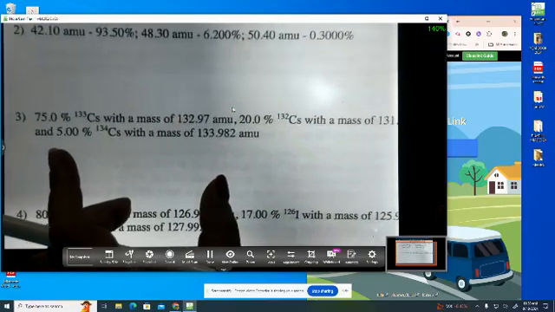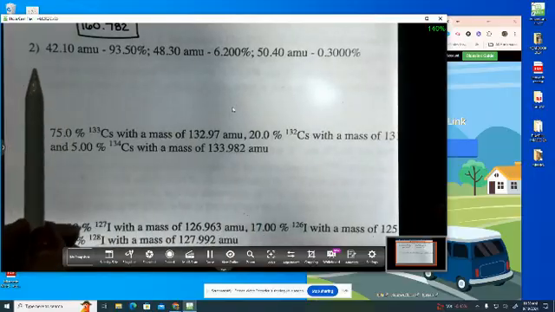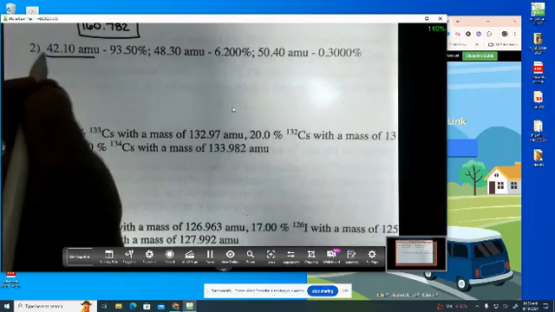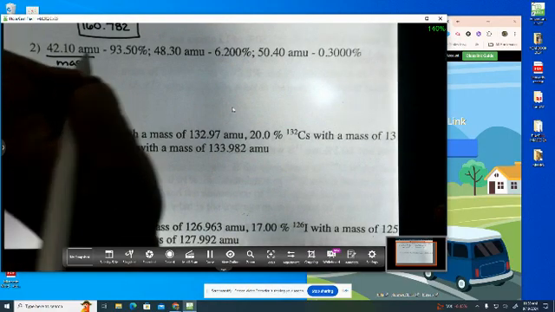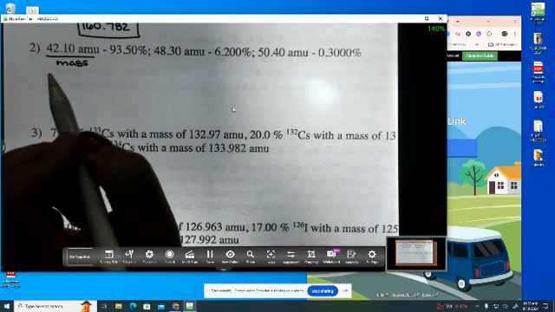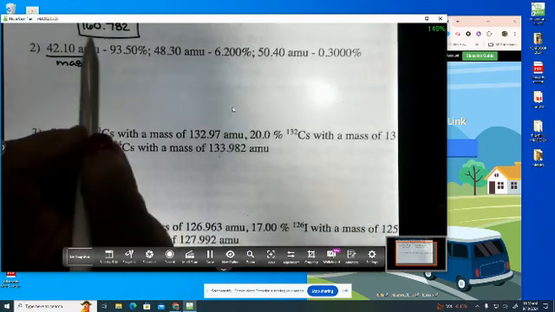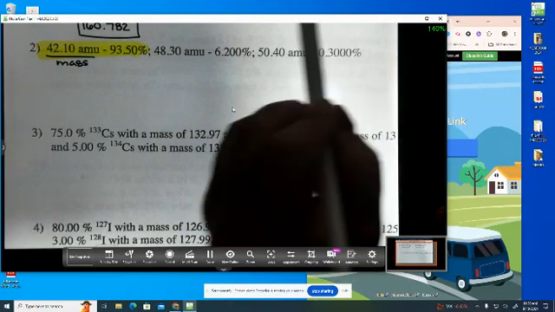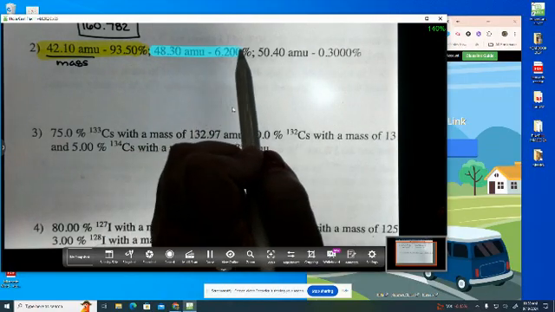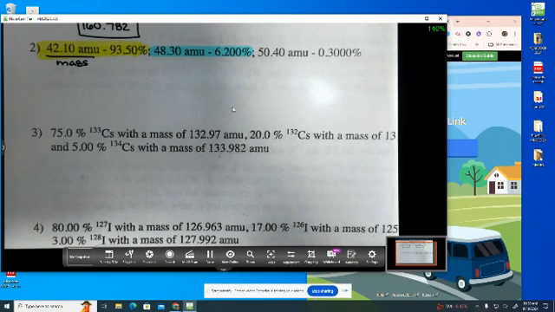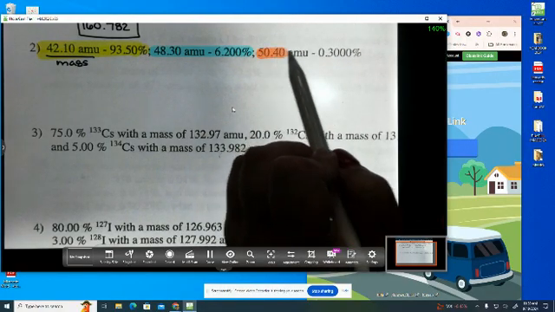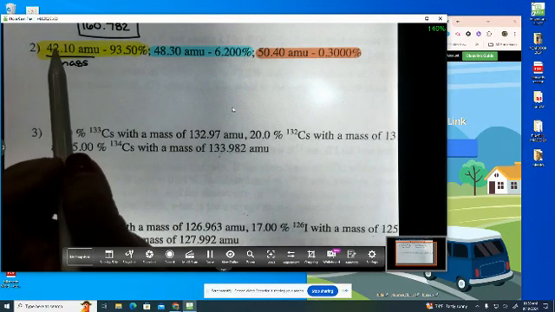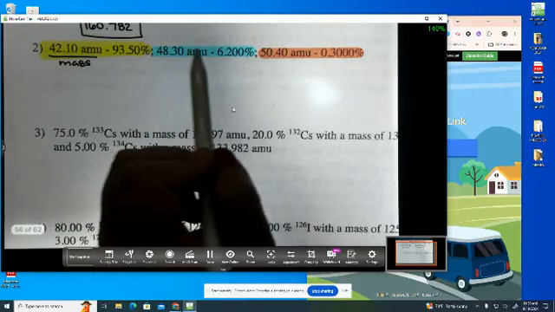Let's try one more. Let's try this one. 42.10 atomic mass units. So this is the mass at 93.5%. I'm going to highlight these two because they go together. This one is 48.30 atomic mass units at 6.2%. And this one is 50.4 atomic mass units at 0.3%. These are the masses, the ones that say atomic mass unit.